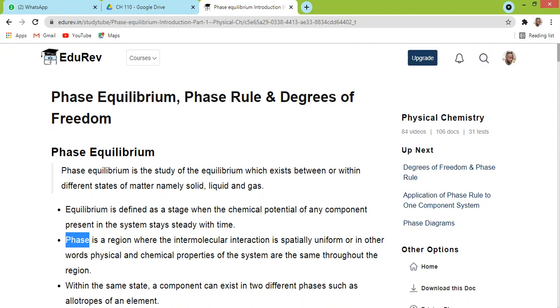We all know the definition of equilibrium. We've been looking at this one for quite some time, but just to refresh, they're saying it is a stage when chemical potential of a component present in a system stays steady with time, meaning you cannot see any change. Whatever is happening forward is happening backwards, and hence everything looks even, irrespective of there being changes back and forth. We do not see any changes because the back and the forth changes are equal. So that is what this equilibrium is all about. So when you're looking at phase equilibrium, that's actually what we study.